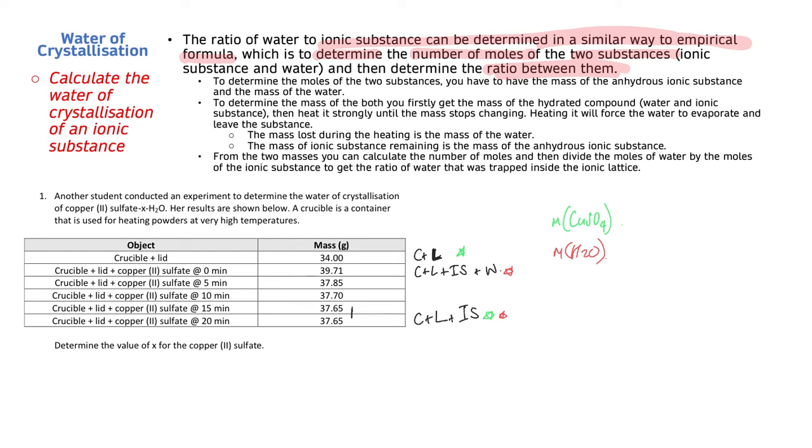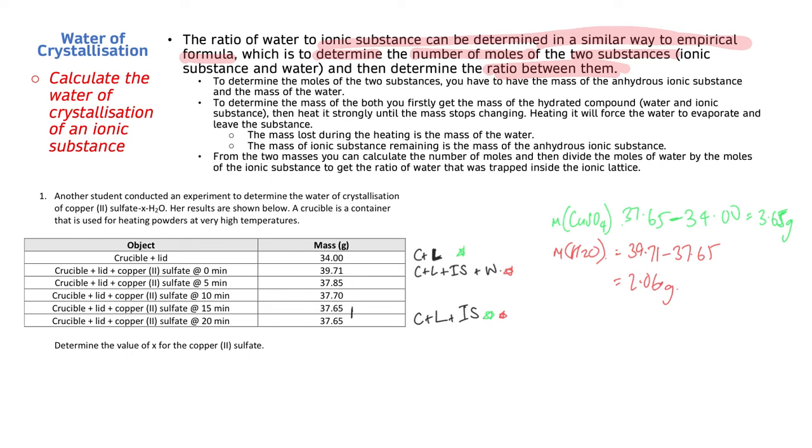The mass of the water is equal to 39.71 subtract 37.65, which happens to be 2.06 grams. And the mass of the copper sulfate is 37.65 subtract 34.00, which is equal to 3.65 grams. So now we have the mass of the water and the mass of the copper sulfate.